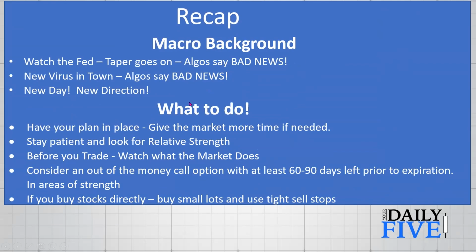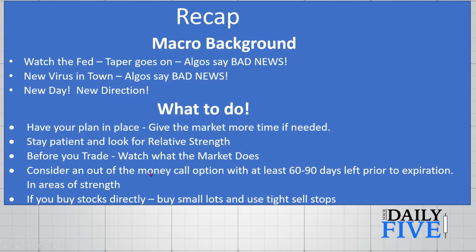So in the end, what do you do? You have your plan in place, and you give the market as much time as it needs. Make sure that those key, crucial chart points and chart requisites are met. Stay patient. You look for that relative strength. Remember, home builders at this point look better than pharmaceuticals. Before you trade, watch what the market does. The market can open up on a day and then close down several hundred points. You know, you can't be putting in your money in a market like that.